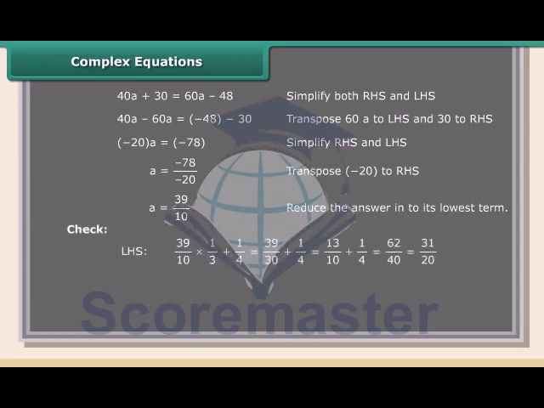Check. LHS = 39/10 into 1/3 + 1/4 = 39/30 + 1/4 = 13/10 + 1/4 = 62/40 = 31/20. RHS = 39/10 into 1/2 - 2/5 = 39/20 - 2/5 = 39/20 - 8/20 = 31/20, which shows RHS is equal to LHS.